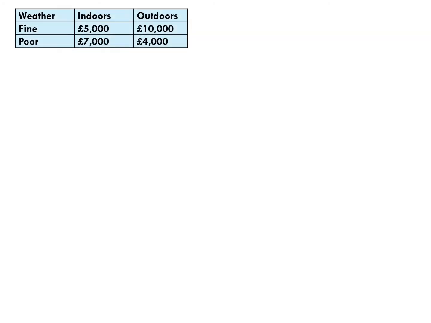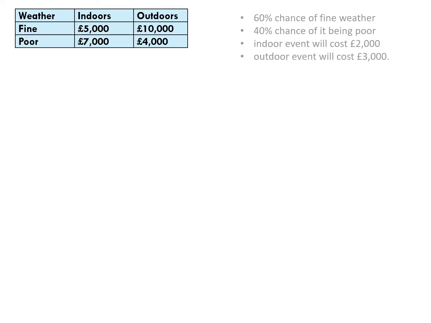So let's now create my decision tree. First of all, I need to know my potential outcomes. So my potential returns for different courses of action. So indoors or outdoors if the weather is fine or poor. I also need to know the probabilities. So 60% chance of fine weather, 40% chance of it being poor. I also need to know the cost of each action. So the indoor event will cost £2,000, the outdoor event will cost £3,000.